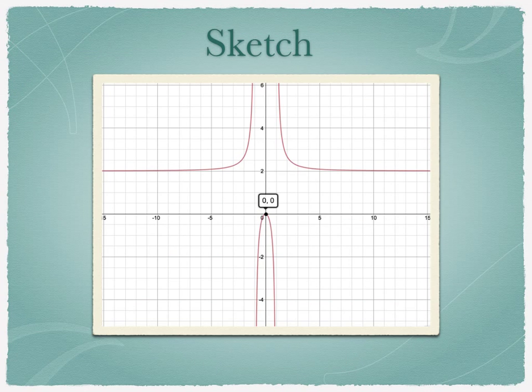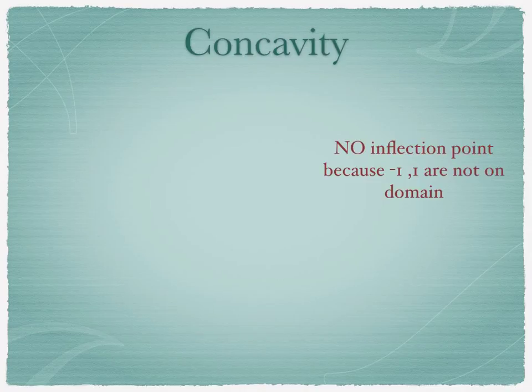And then, with the information that we have, we can do the sketch like this. As you can see, a maximum at 0 and 0. We have concave up, negative infinity to negative 1, 1 to infinity. We have a maximum at 0 and 0. And that's it.